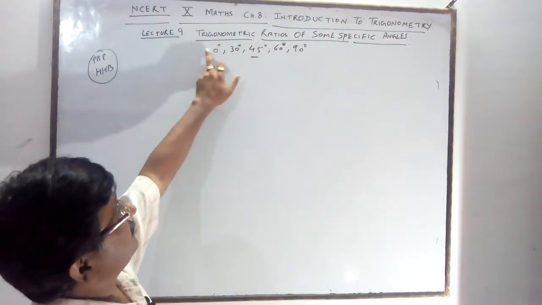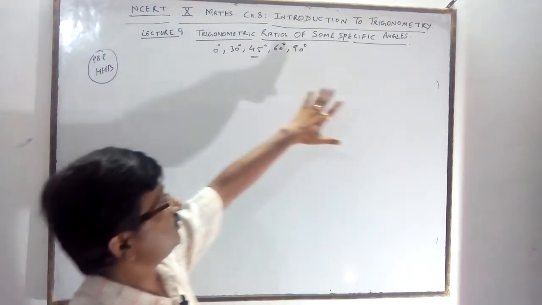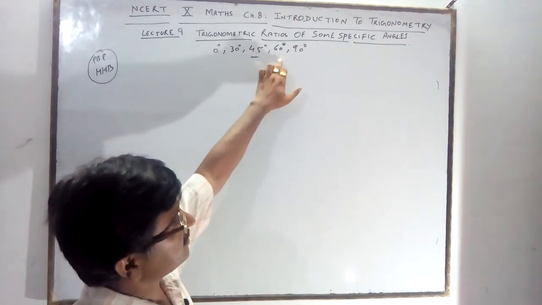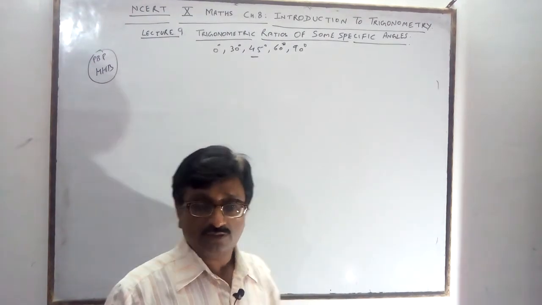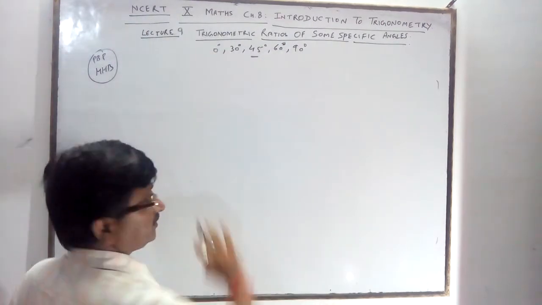Introduction to Trigonometry, trigonometric ratios of some specific angles. I have told you in the previous lecture the specific values for 30 degree, 45 degree and 60 degree. In this video, I am going to tell you how you will get the values for 0 degree and 90 degree in a right angle.